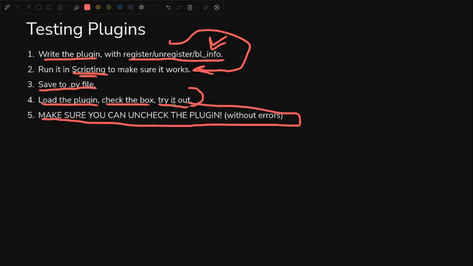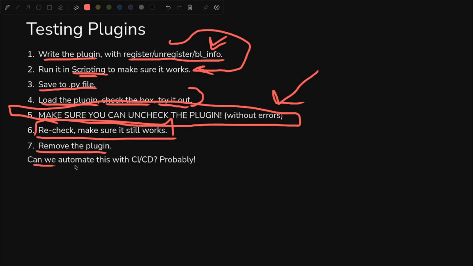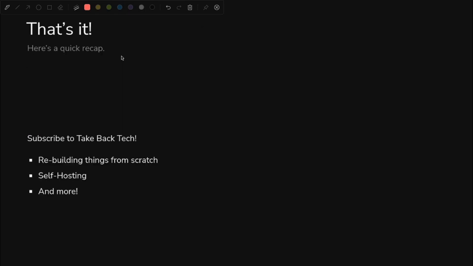This is huge, so I wrote it in all caps, because sometimes you see unregister errors when you're trying to turn the plugin off. So when you uncheck the box, it should disappear and there should be no errors that pop up on the screen. So I recheck the box and make sure it still works, so you can enable and disable as many times as you want, and then you can remove, delete the plugin from Blender if you prefer. Can we automate this with CI/CD? Probably. I'll leave that as an exercise to you, but certainly there must be a way to run Blender headless in a Docker image and use the bpy library to do all of this good stuff automatically on every git commit.